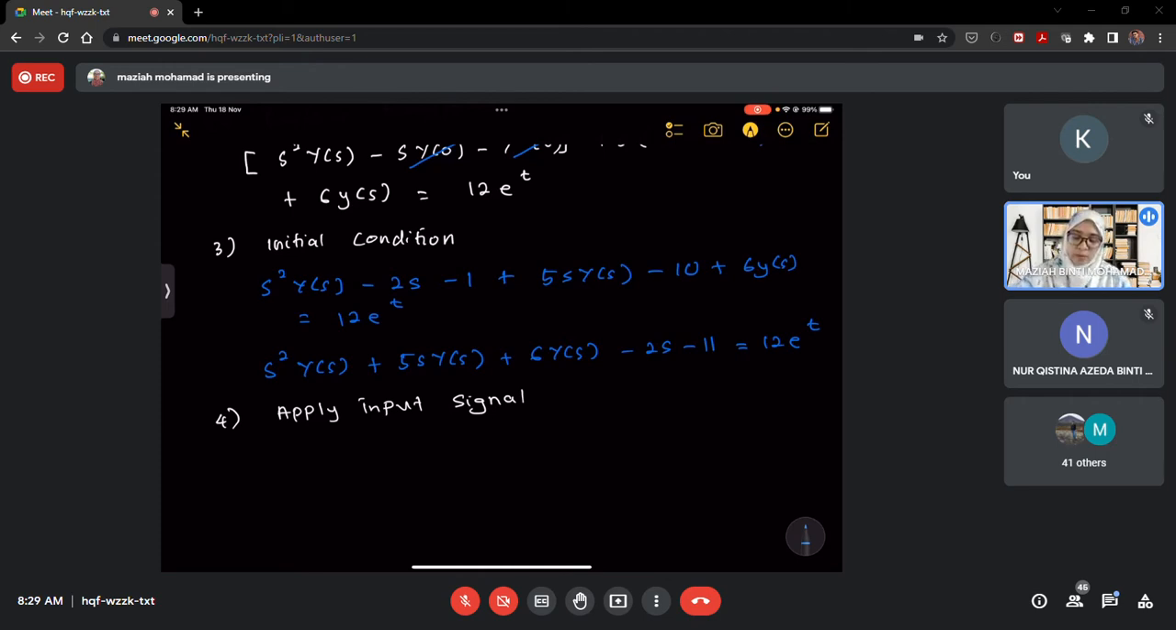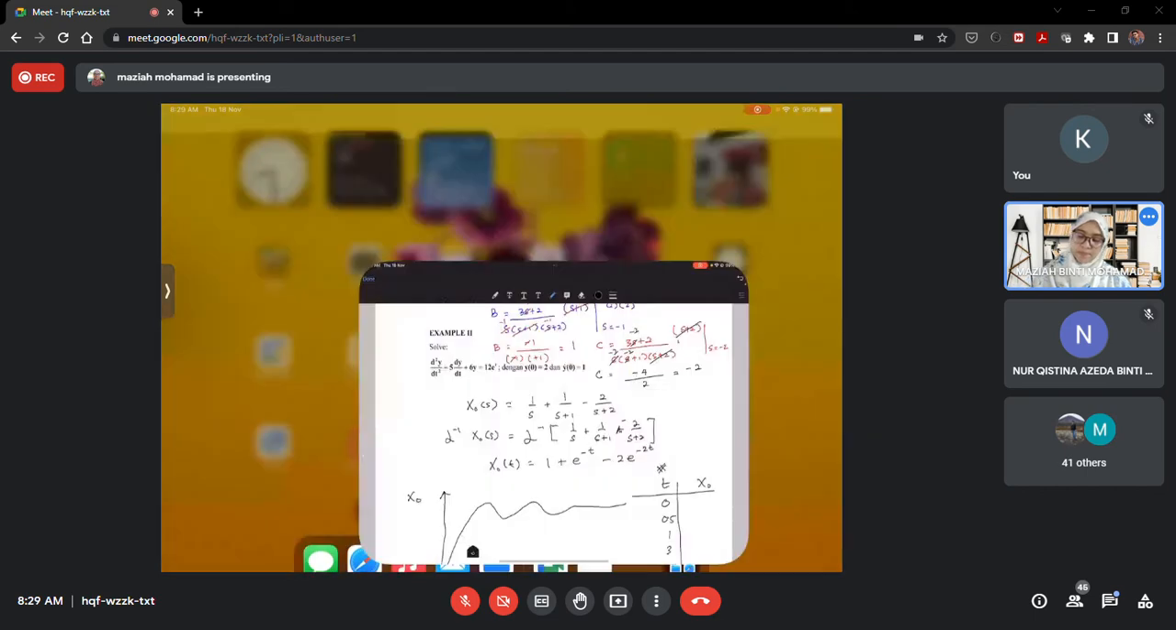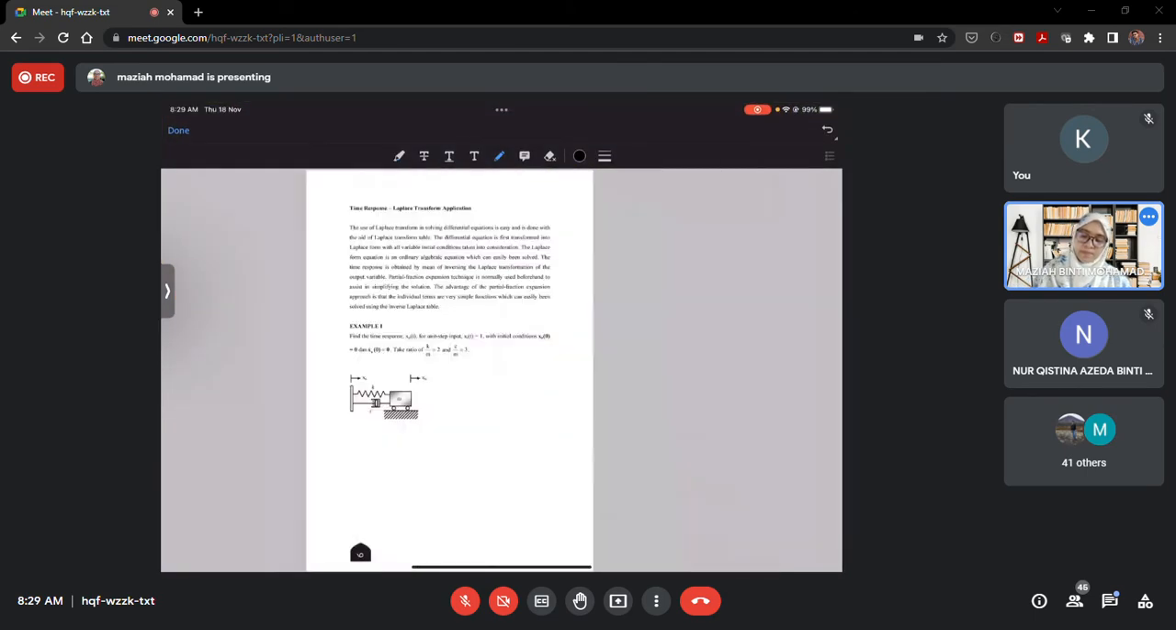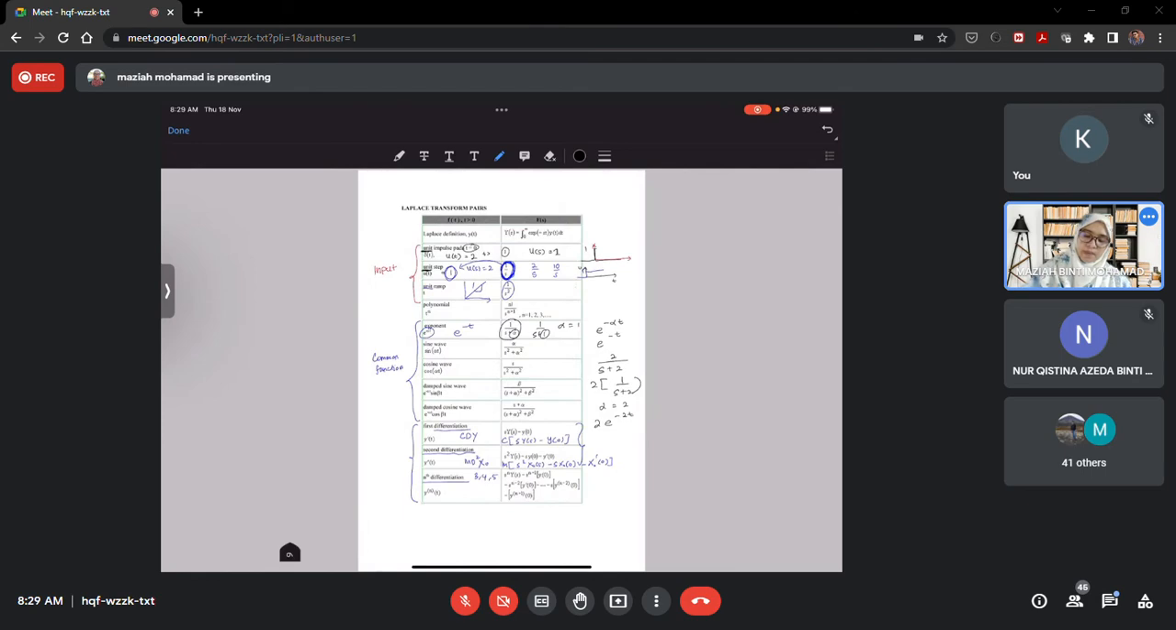Yes, all right. So we apply the input signal. In this case, we consider the input signal u(t) is equal to e^t, this function here. So we're going to transform e^t into the Laplace domain. Let's refer to the table.